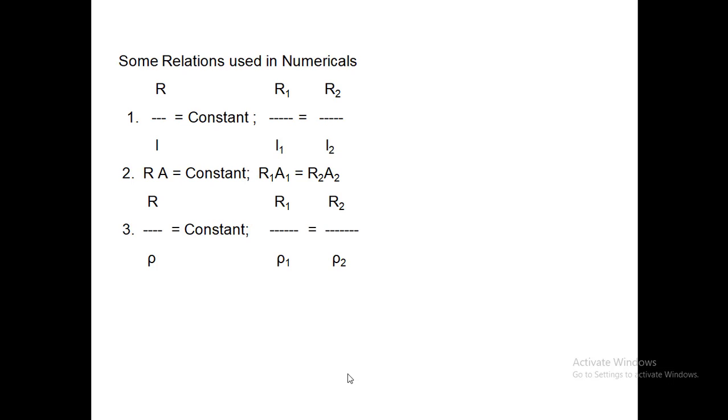Third, R is directly proportional to rho. That means R by rho is equal to a constant. So R1 by rho 1 equals R2 by rho 2. In numericals, they may relate resistance and length, as well as resistance and area of cross section, or resistance with respect to resistivity. So then we have to use them.